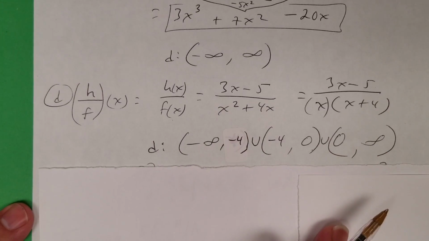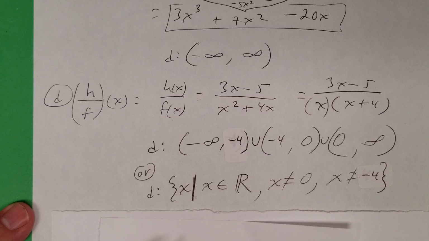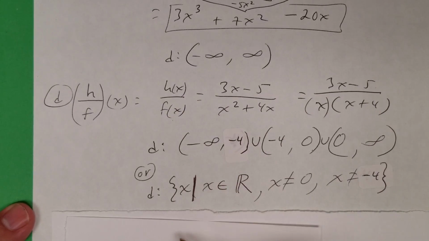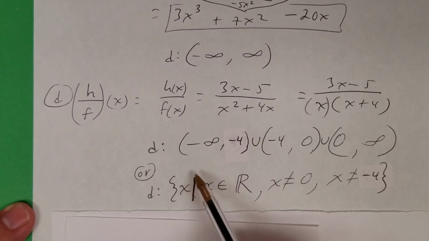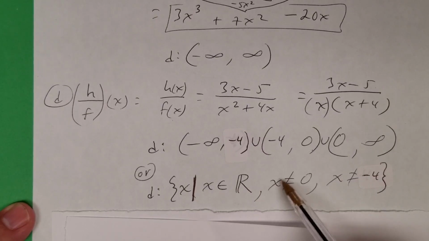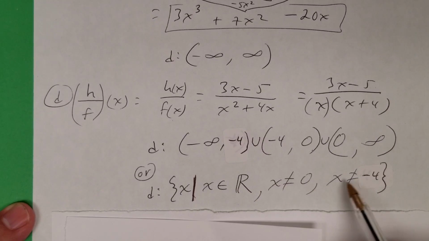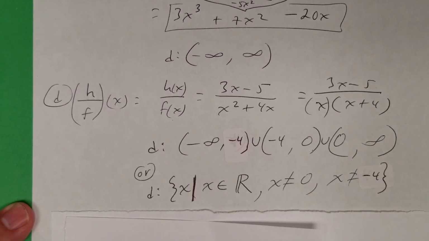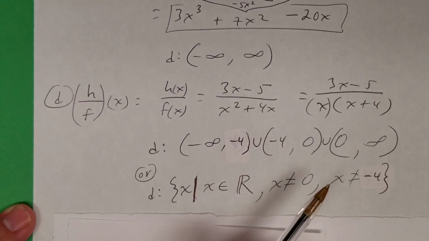You think that's too long? Well, you could have chosen to write it this way. Remember this? Set builder notation. X such that X is in the real number set, comma. So that means all of the real numbers, but X is not equal to 0, comma, and X is not equal to -4. So this is another way of writing the domain.